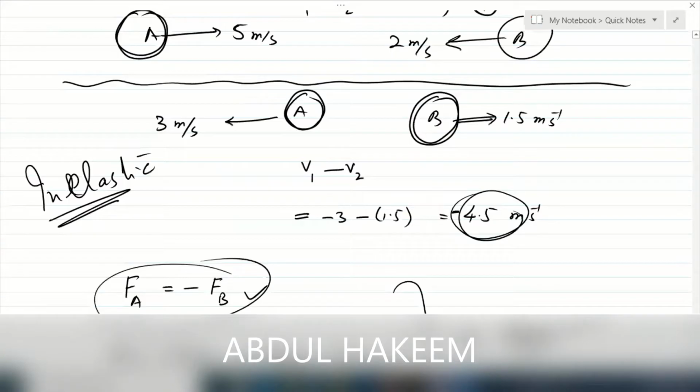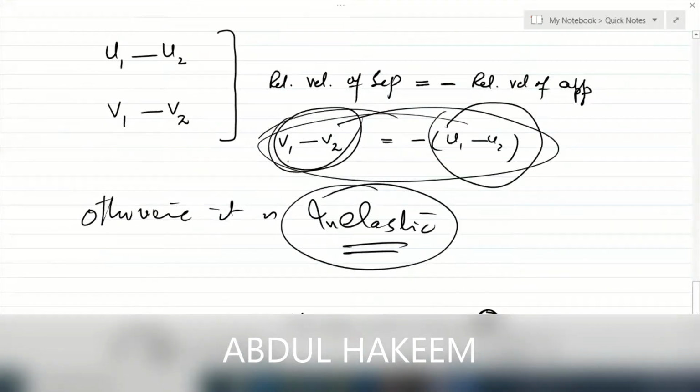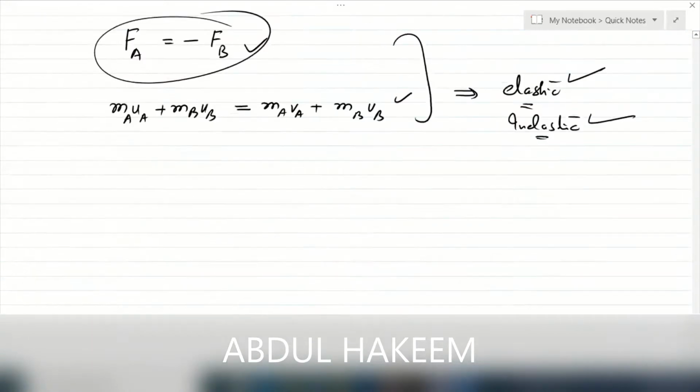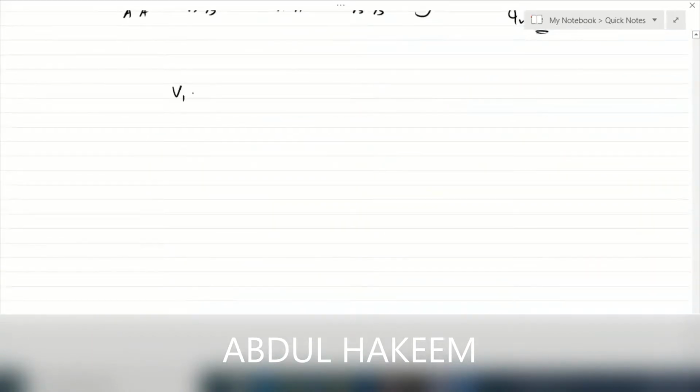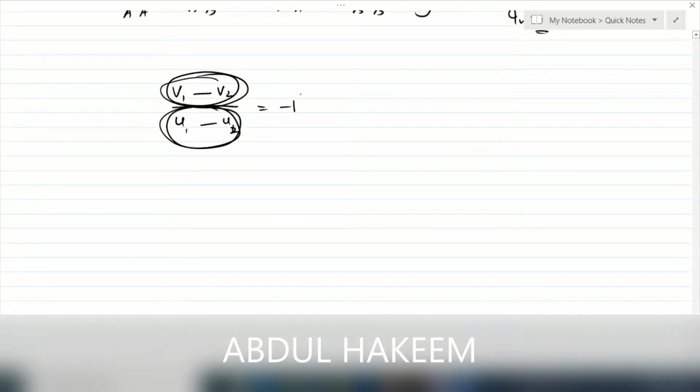And this is the single equation which will give you the identification of the elastic or inelastic. It can be written as (V1 minus V2) over (u1 minus u2) is equal to minus 1. If the ratio of the velocity of separation to the velocity of approach is coming 1 or minus 1, then this will be elastic, meaning perfectly elastic. If this ratio is not coming 1, then it will be inelastic.